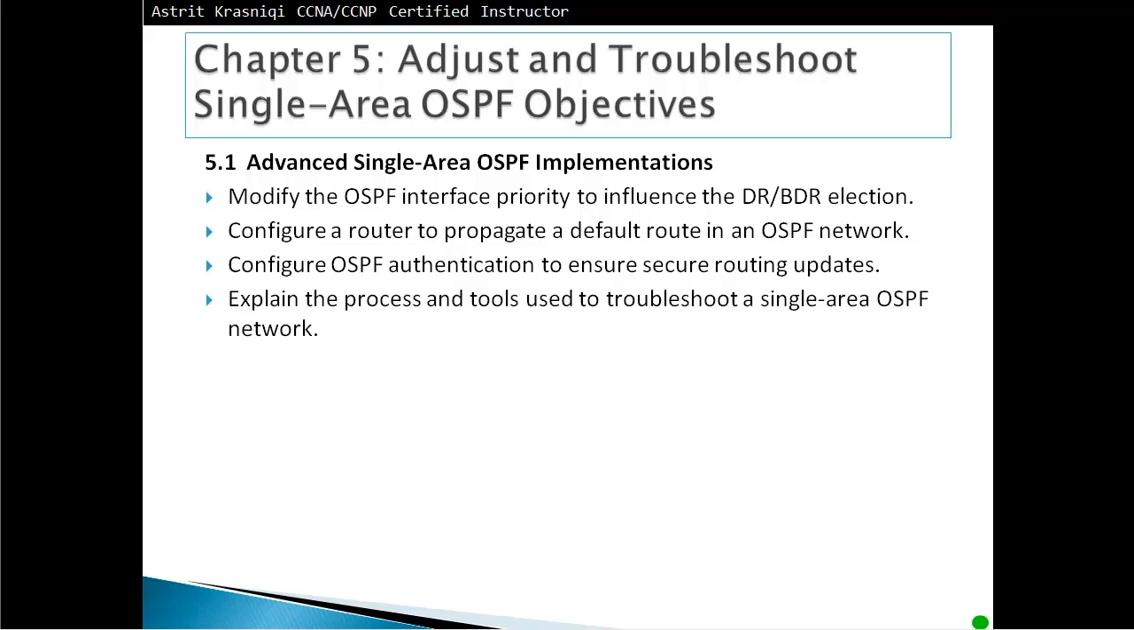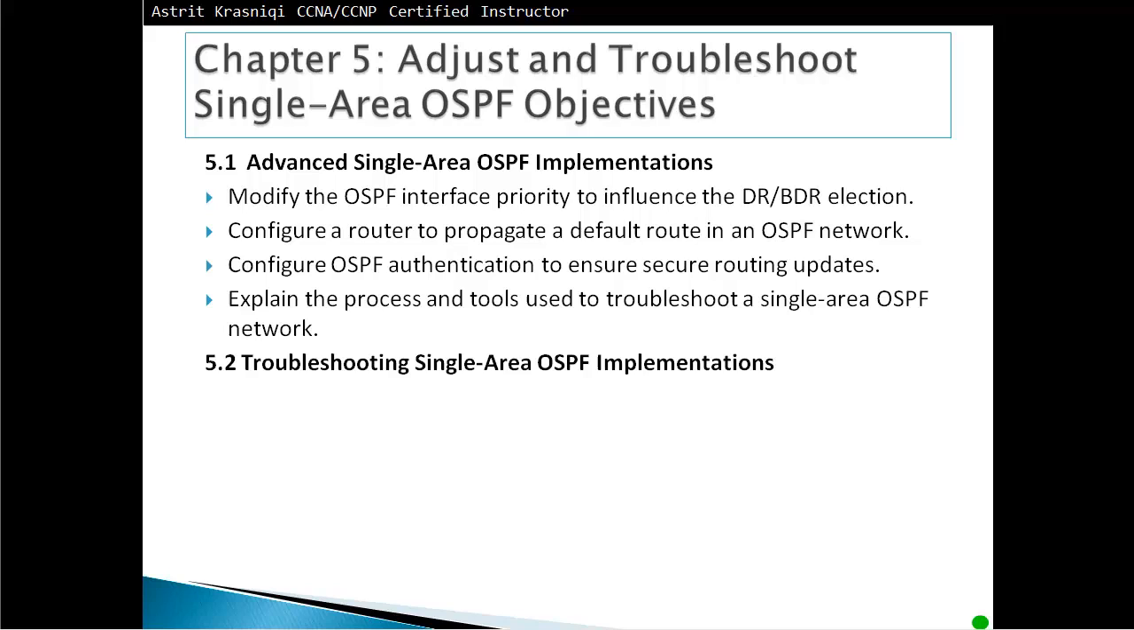Here we're going to talk about modifying the OSPF interface priority to influence the DR and BDR election. Then we will configure a router to propagate a default route in an OSPF network. We configure OSPF authentication to ensure secure routing updates. And we should be able to explain the process and tools used to troubleshoot a single area OSPF network.